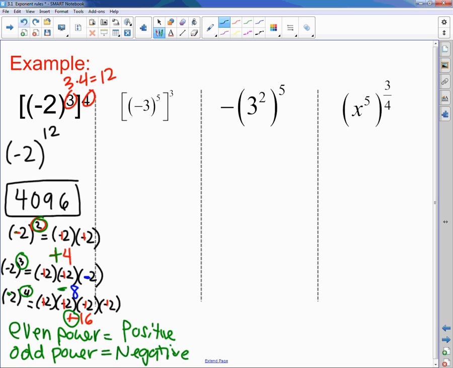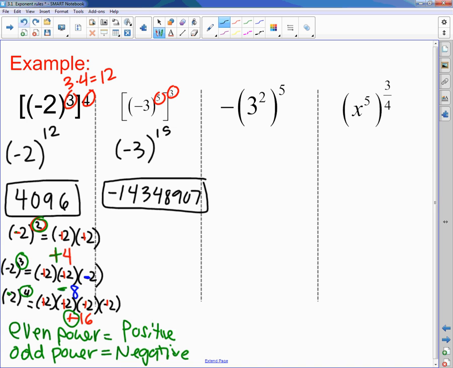So let's go ahead and look at this second problem. Power to power, we multiply. 5 times 3 is 15, so I have a negative 3 to the 15th. So let's go ahead and apply our theory here. I've got a negative, and it's being raised to the 15th power. 15 is odd, so your answer should be negative, right? So plug negative 3 to the 15 in your calculator. When you do that, you should get this gigantic number here. But notice it's negative, right?